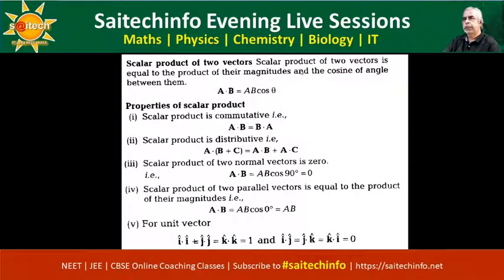Then, the scalar product of two vectors. Let me consider vector A and vector B. When it involves vector A and B, this is called the dot product. So vector A dot vector B is equal to the modulus of vector A, that becomes the magnitude, so AB into cos theta. This can also be written like this: A dot B is equal to the modulus of vector A into the modulus of vector B into cos theta.